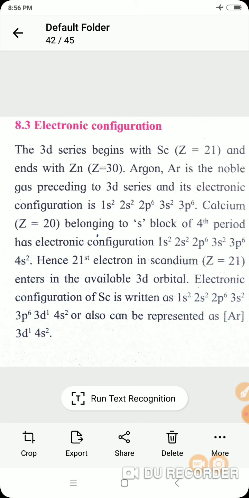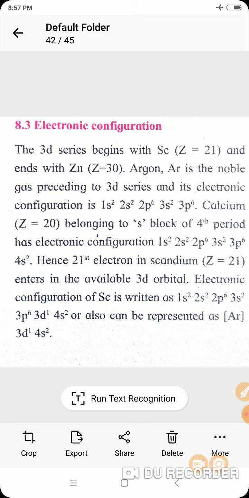Sc is the symbol for scandium and Z is the symbol for atomic number. Scandium has atomic number 21 and the series ends with zinc. Zn is the symbol for zinc, having atomic number 30. So the 3D series begins with scandium and ends with zinc.